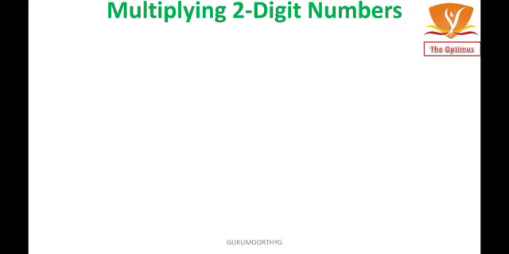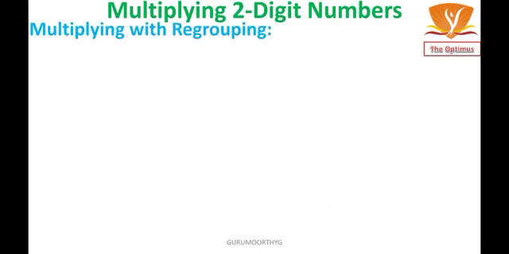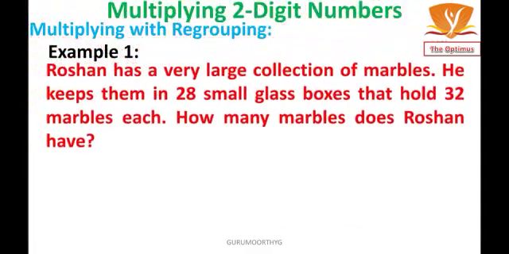Next topic is multiplying two-digit numbers with regrouping. Example 1. Roshan has a very large collection of marbles. He keeps them in 28 small glass boxes that hold 32 marbles each. How many marbles does Roshan have?